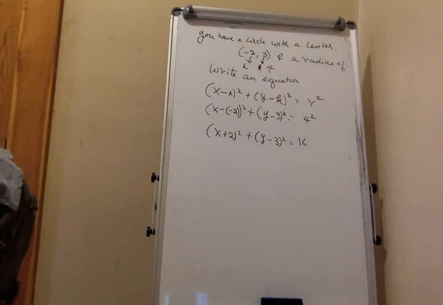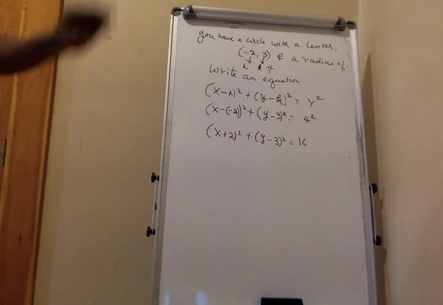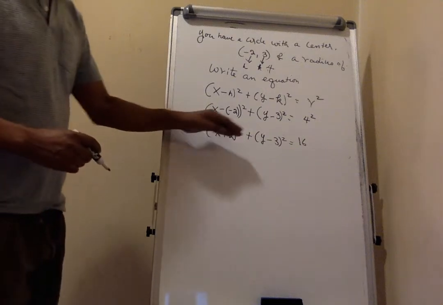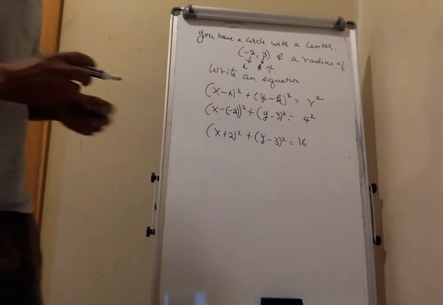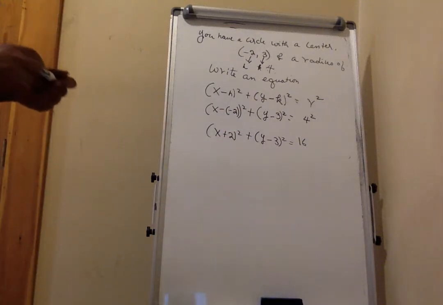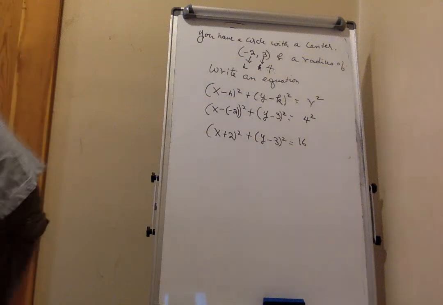So this is the standard form of writing an equation. Probably you would be asked to simplify this x plus 2 squared later on. But this is how to write an equation if the center and the radius are given to us.